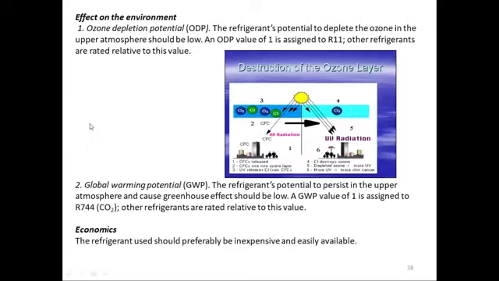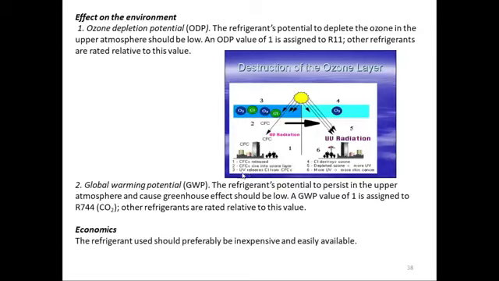Then this is a picture explaining how global warming or ODP is created by the refrigerant, basically for CFC. Ozone depletion potential, ODP: the refrigerant's potential to deplete the ozone in the upper atmosphere should be low, and an ODP value of 1 is assigned to R11. Other refrigerants are rated relative to this value. As you can see in this diagram, destruction of the ozone layer: if you use CFC, it can leak out into the atmosphere, and it rises to the upper atmosphere.